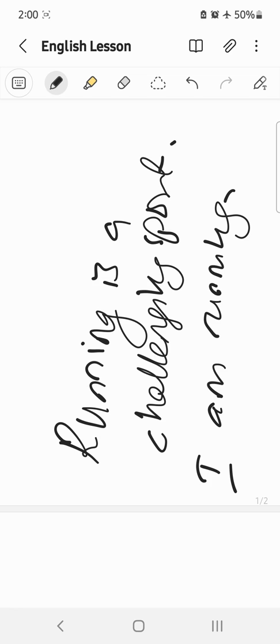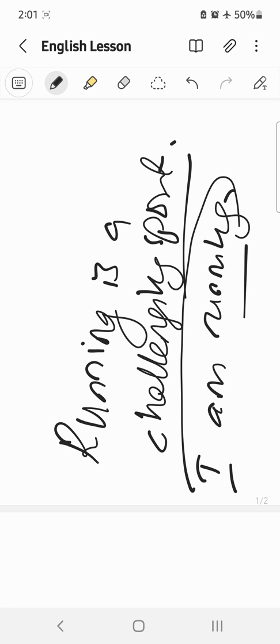Where did the action happen? In this sentence or in this sentence? If I say running is a challenging sport, is somebody actually running at this moment? Is this the present continuous? But if I say I am running, is it present continuous? Is an action happening? Yes. So this is a normal present continuous. Okay, it has the present participle here, but here, running, no action actually happened. So this is what we call a gerund.